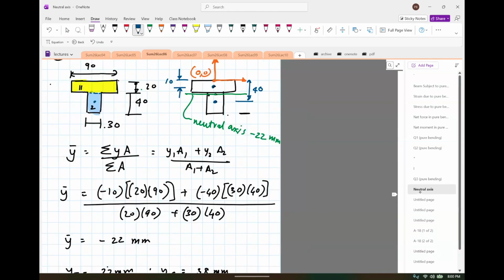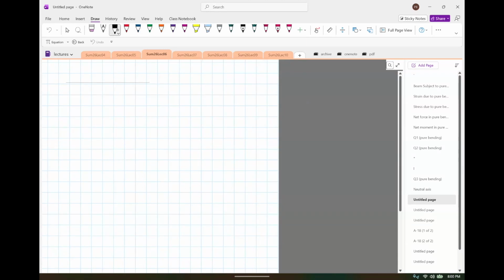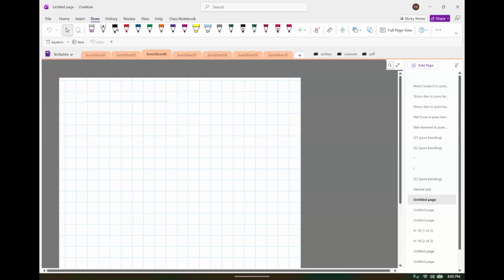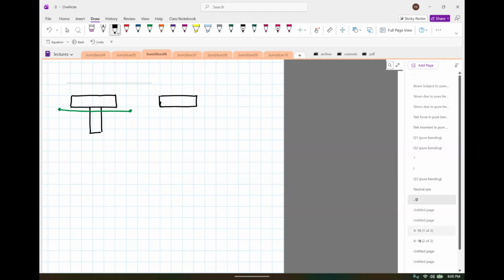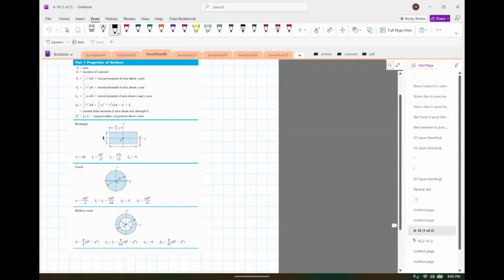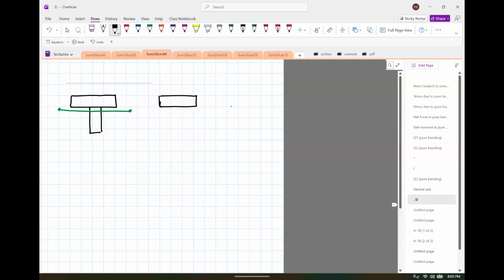For I, this is going to be the inertia about the neutral axis, and that's what makes it kind of involved. So let me redraw the T section. Okay, the neutral axis we figured out was here. Now I need to compute the inertia. From this table A18 we don't have the inertia for any T section, so we need to compute it from scratch. So I'm going to compose this of two rectangular sections.